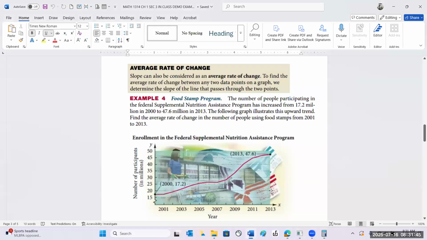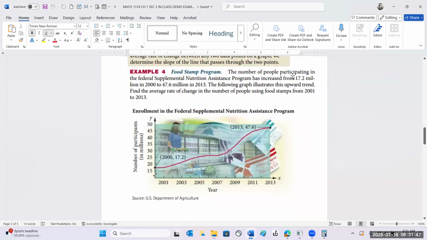So in our example, the number of people participating in the federal Supplemental Nutrition Assistance Program has increased from 17.2 million in 2000 to 47.6 million in 2013. The following graph shows that. Find the average rate of change of the people using food stamps from 2001 to 2013.